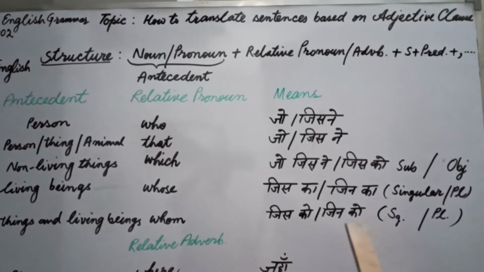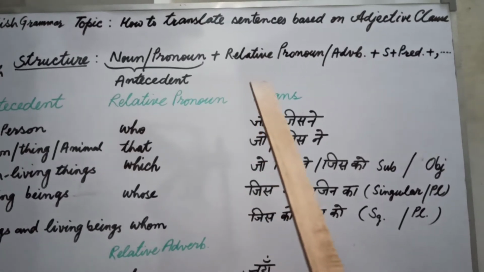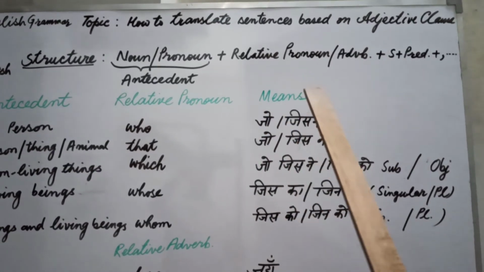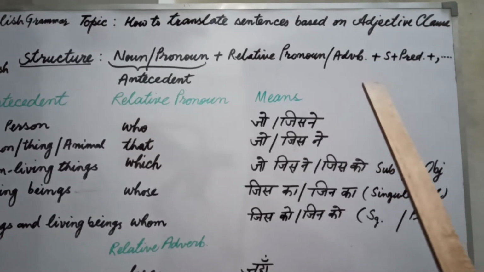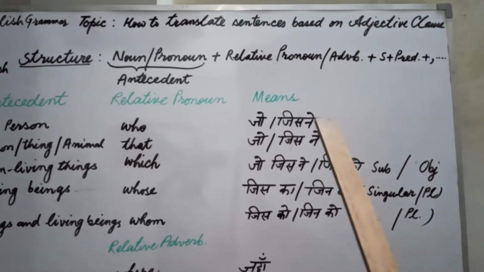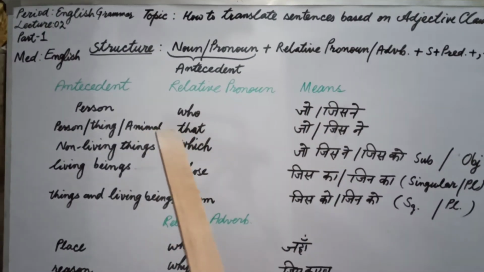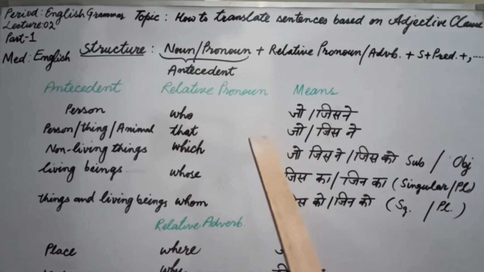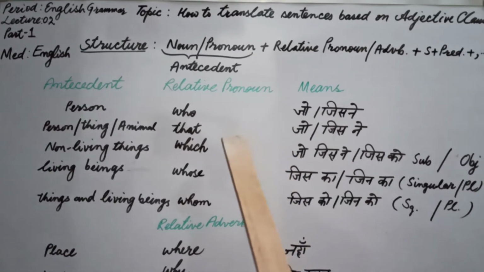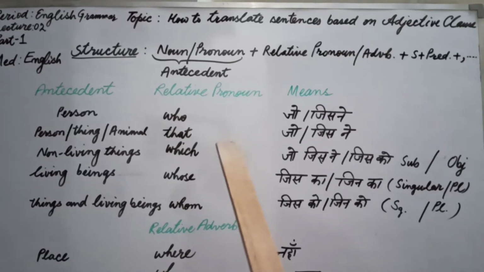Whenever we begin an adjective clause, we place a noun or pronoun, then we place a relative pronoun or relative adverb, and then the subject and predicate of this part, and then the rest of the sentence. Before we translate anything, we will know a few things that are important to translate from Hindi to English. The sentence is based on adjective clause.